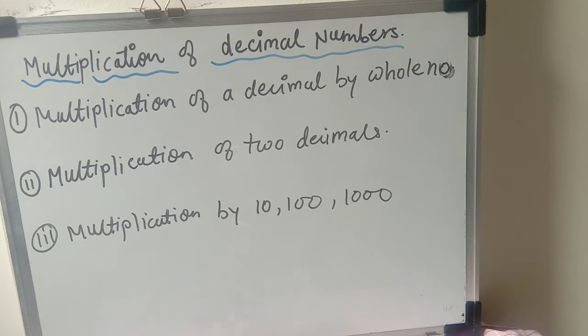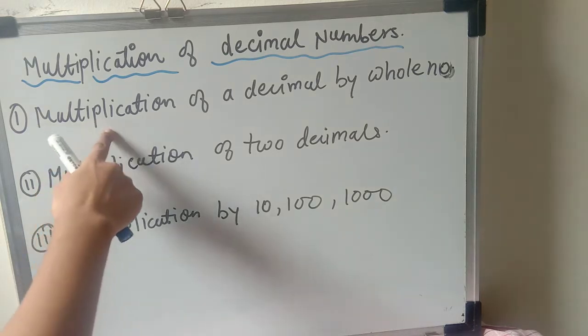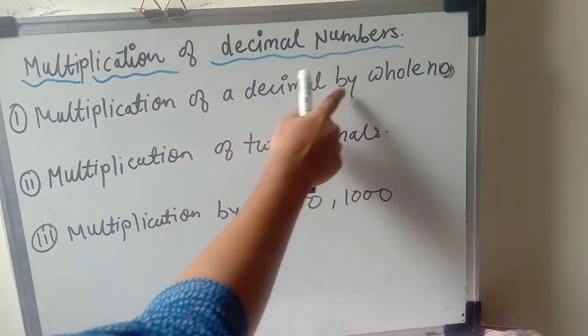Okay, I have already explained how to do the multiplication of decimal numbers, but I just want to revise before we solve the examples of exercise 2.6. So, multiplication of decimal numbers. First, how to multiply decimal numbers. Here, multiplication of a decimal by whole numbers.